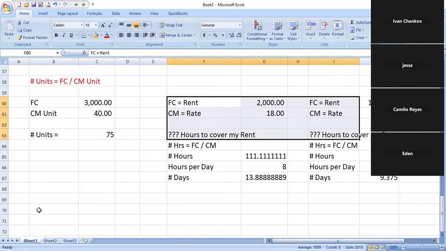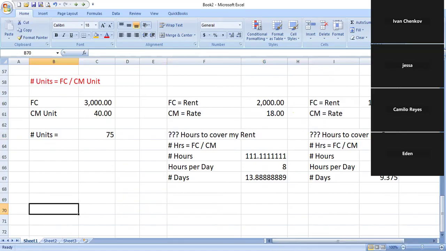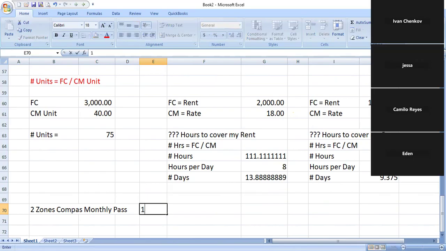How many of you are paying for the Compass card? Yes, mostly. How much is the 2 zones Compass monthly pass? 2 zones is 143.50. That's a two zone Compass monthly pass.